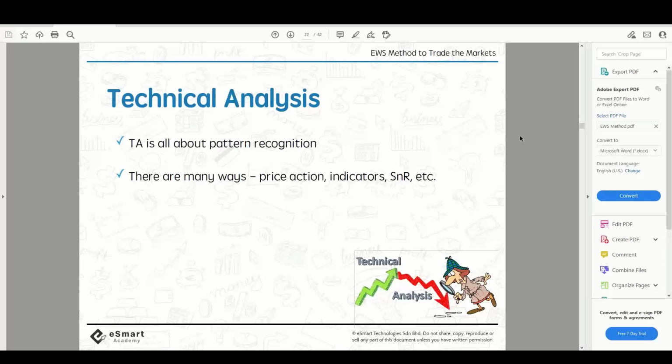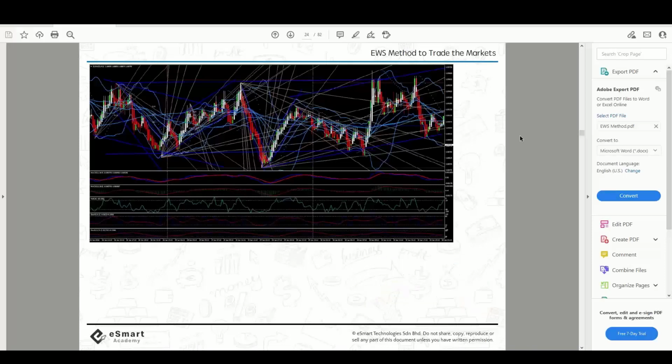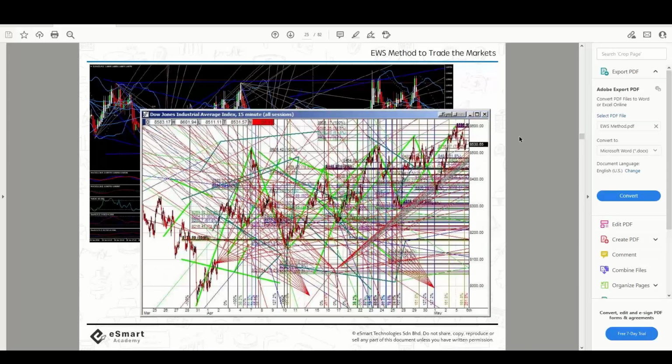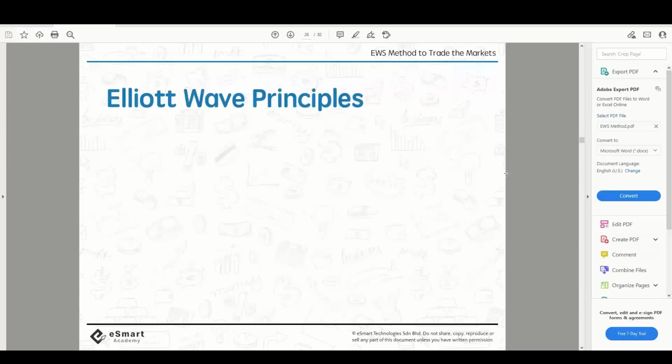There are many ways. You can look at it from price action. You can look at it from indicators. You can look at it from support and resistance. But at the end of the day, I want you to know that there's no such thing as 100% sure win. Each technique has its own weak point as well as advantage. At the end of the day, you do not want your chart to be overcomplicated, and we want to keep it simple.